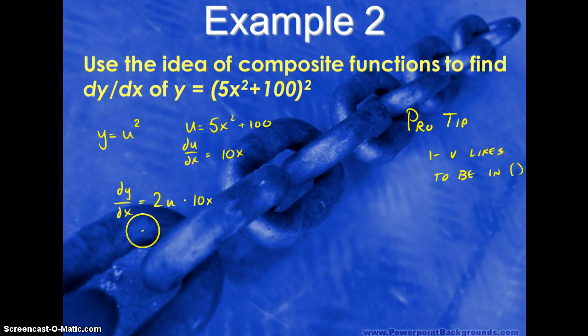All I have to do to finish this problem is trade back that u that I completely made up. I shouldn't leave u in the answer because I totally just made that up out of thin air. That's my solution. If I wanted to, I could say 2 times 10 to make 20 and distribute that in. But that's my answer.